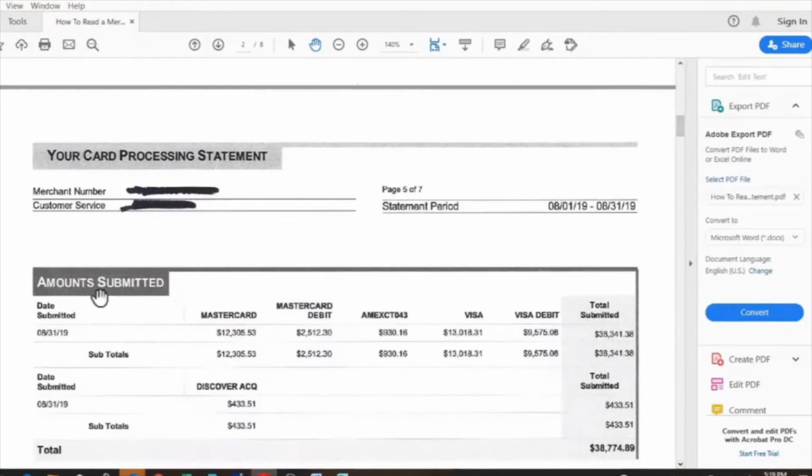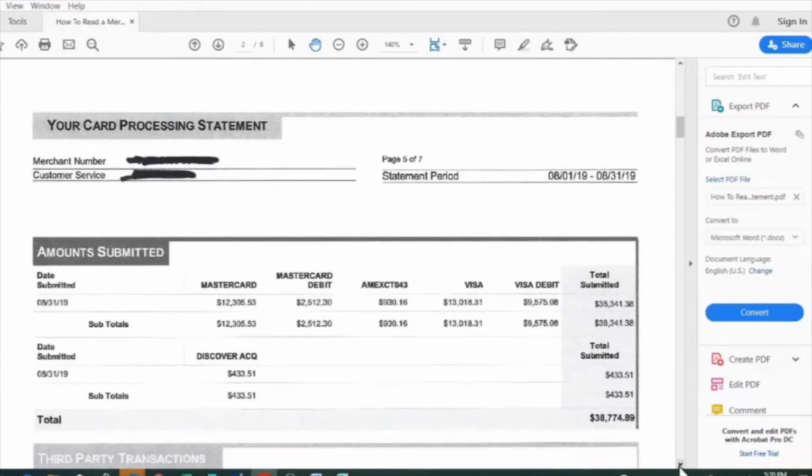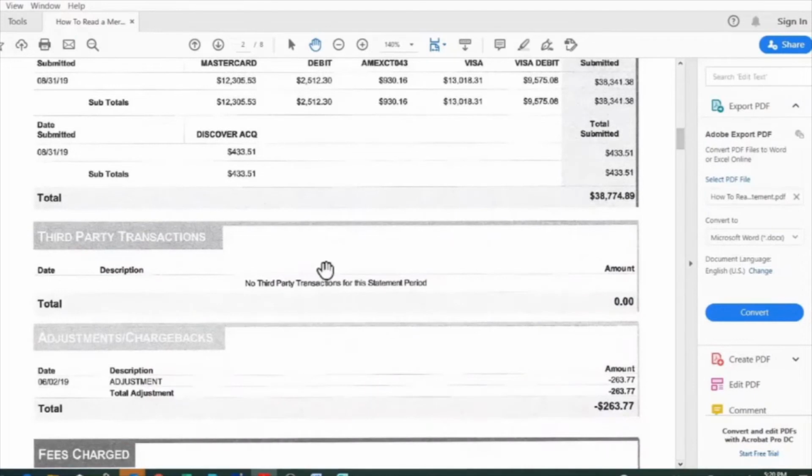Amounts submitted is the next section of the merchant statement, and again, it's a breakdown by card type, whether it's a MasterCard, MasterCard Debit, American Express, Visa, Visa Debit, and Discover. Total's the same as above, really. Third-party transactions, there were none. Sometimes American Express is considered a third party, but this person has their American Express built into this statement, so they didn't have any third-party transactions.